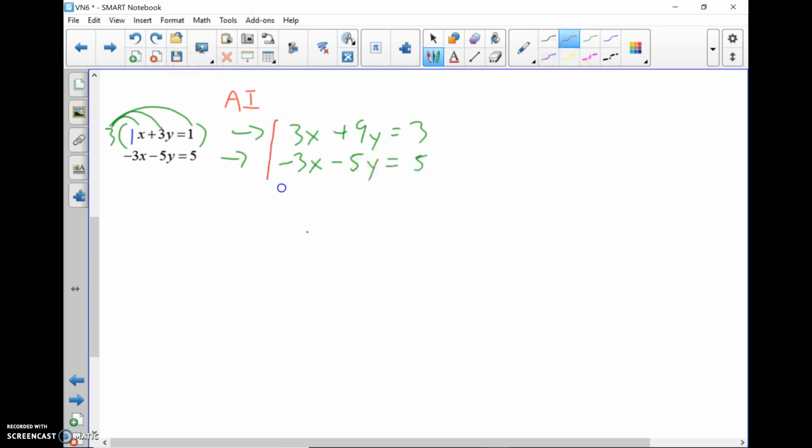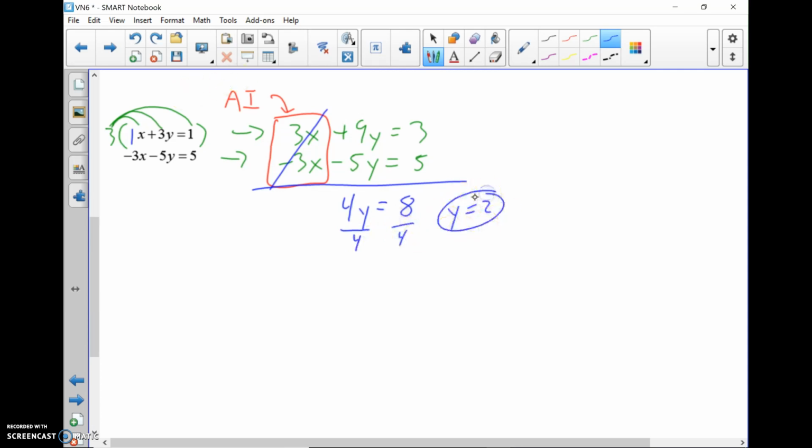But now we have the additive inverse we were looking for, because it's the same number, opposite sign on top of each other. Now we can add them together. They cancel out because they add to 0. Positive 9y minus 5y is a positive 4y. Positive 3, positive 5 adds to positive 8. Divide by 4, y equals 2. See how easy it is to solve for a variable once you get that additive inverse.